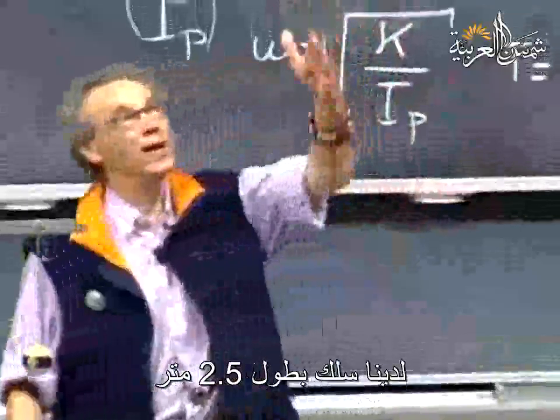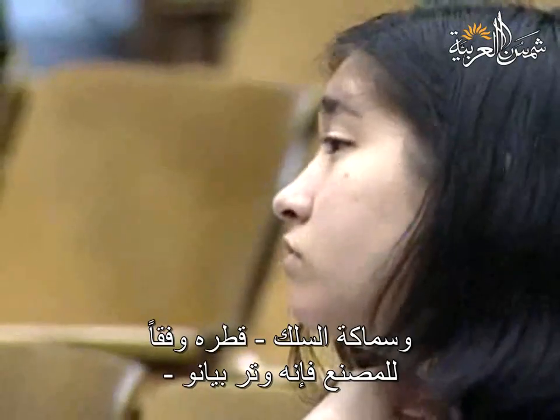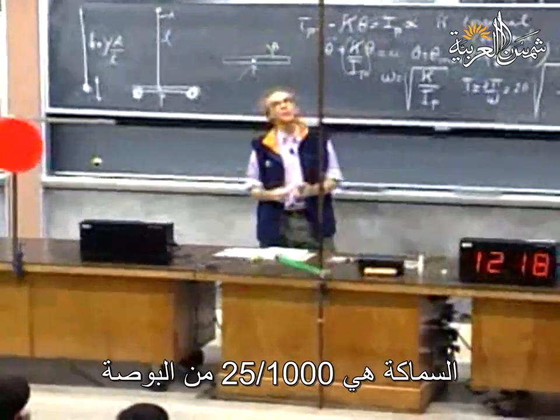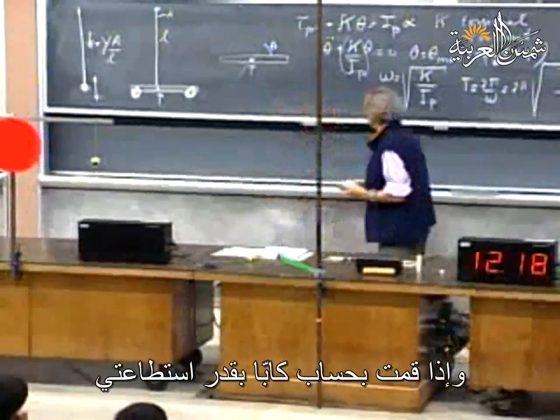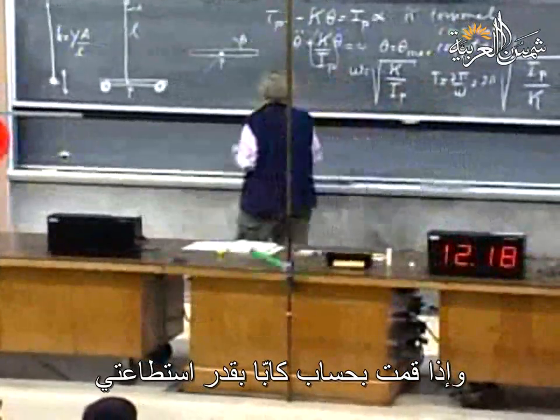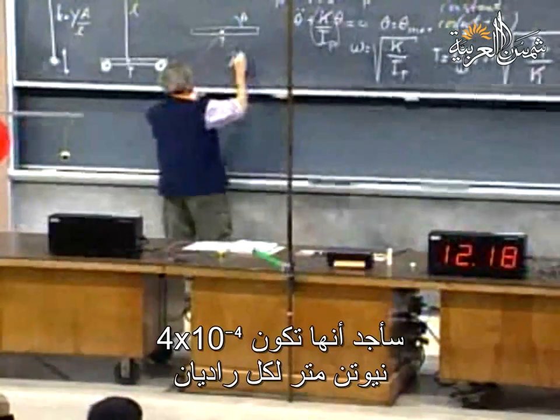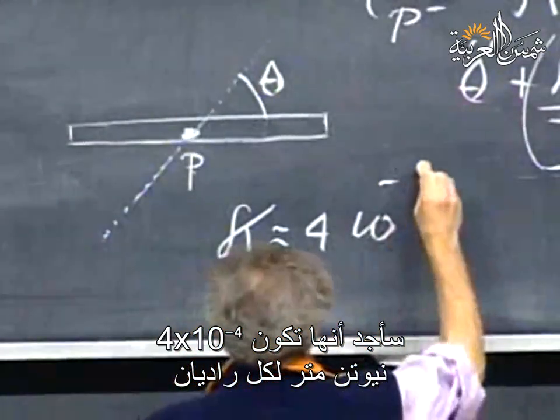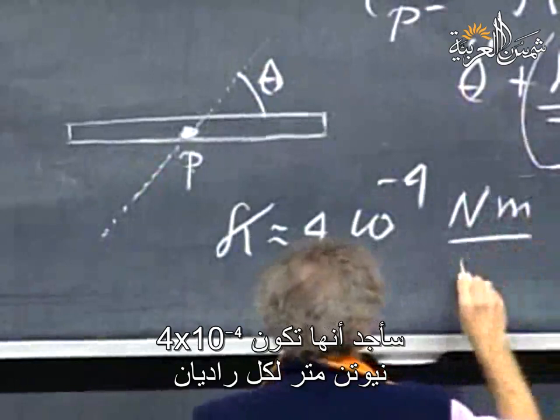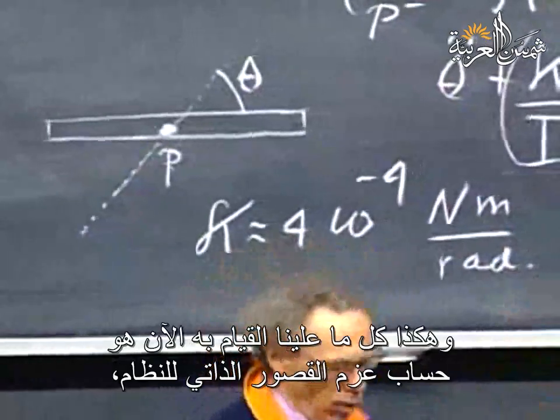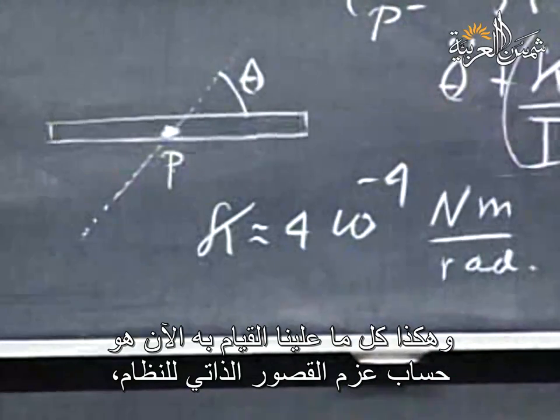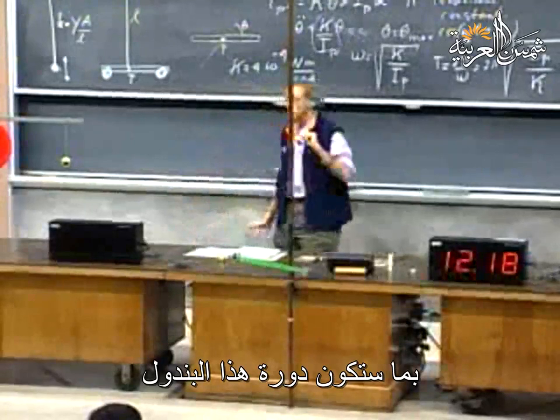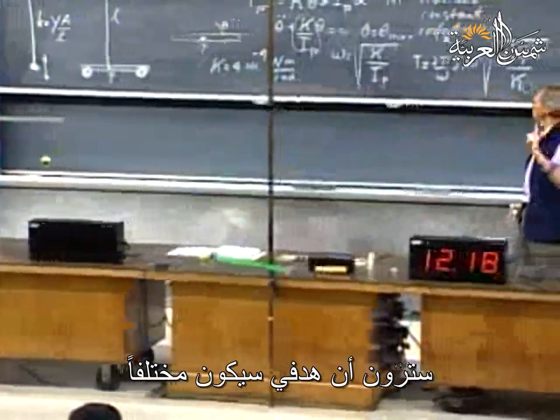We have a wire here which is 2.5 meters long, and the diameter of the wire, according to the manufacturer, it's a piano string, is 25/1000 of an inch. And if I calculate kappa to the best of my ability, then I find that kappa should be very close to 4 times 10 to the minus 4 newton meters per radian. And so all we have to do now is to calculate the moment of inertia of the system, and then we can predict what the period of this pendulum is going to be, which is not my goal. You'll see my goal is going to be a different one.